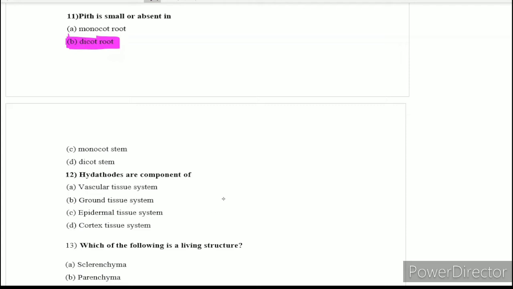Next question. Hydathodes are components of vascular tissues, ground tissues, epidermal tissues, and option D is cortex. See, hydathodes are also called water stomata. For example, in grasses, see here at the tip, it is having some opening which is called water stomata, right? That water stomata, the exact name is hydathodes.